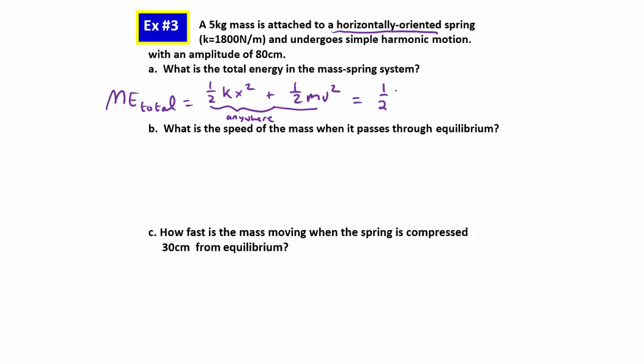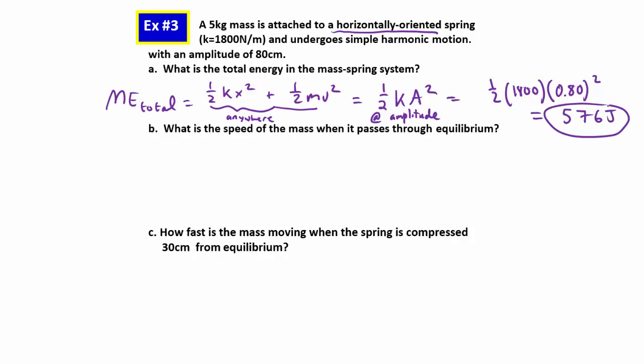And there's no kinetic. So I can look at the elastic potential and say, okay, at the amplitude, it's all elastic potential. And so if I know the amplitude, I can actually solve for the total amount of energy. I know the spring constant was 1800 newtons per meter, and I know the amplitude is 80 centimeters or 0.80 meters. We're going to square that, and we're going to get our total energy in our system. It's going to be 576 joules of energy.